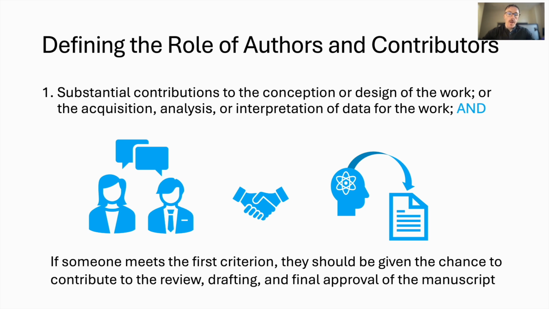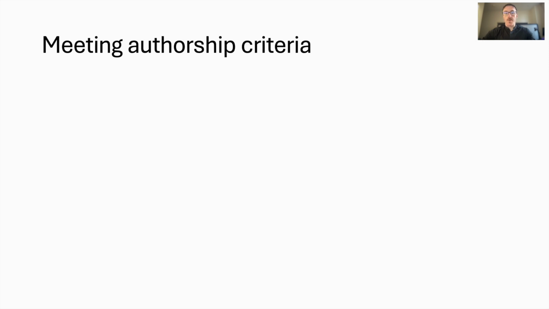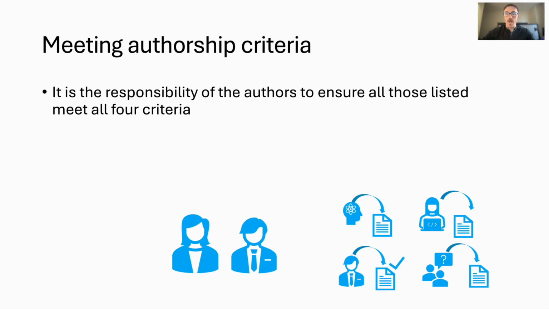So these criteria should not be used to exclude colleagues from authorship if they already qualify as an author based on criterion number one. So if someone meets the first criterion, they should be given the chance to contribute to the review, drafting, and final approval of the manuscript, thereby fulfilling criteria 2 and 3.